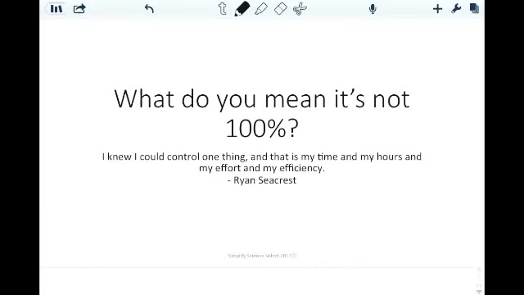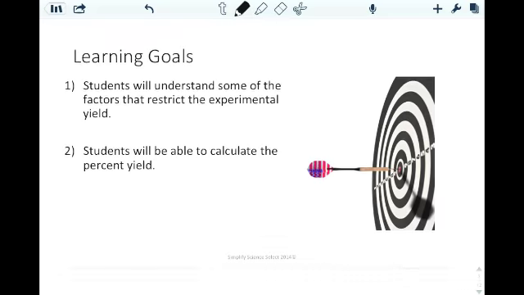So let's start talking about what do you mean it's not 100%. This is a lecture going over how to calculate percent yield. The quote we have: "I knew I could control one thing, and that is my time and my hours and my effort and my efficiency." So this whole lecture is going to be about efficiency. We're talking about percent yield.